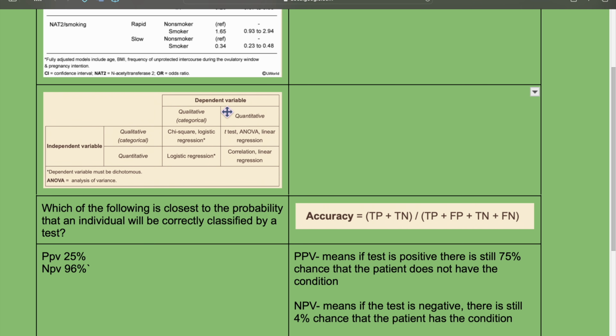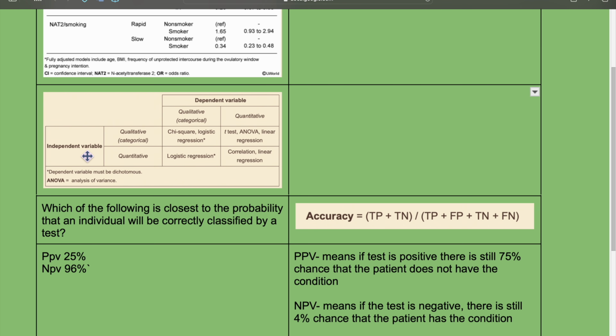Okay, so this diagram, if you understand how to use this, it's going to help you in all of the questions where any of these tests are involved. So dependent variable and independent variable, what are these? Independent variables are going to be the ones that the researchers are trying to use to build their study based on. Okay, and dependent variables are the findings that they are going to do in those studies.